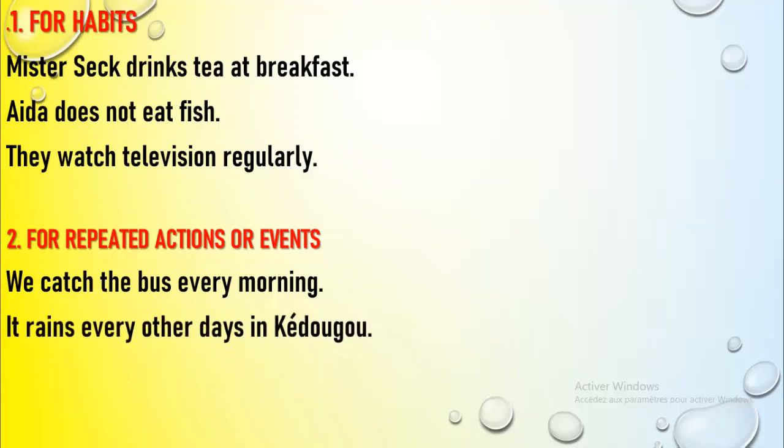This is repetition. We do it regularly. It rains every other day in Kedougou. So when you go to Kedougou in the rainy season, every other day, it rains. It is repeated. It's regular. It's habit. He calls his wife every night. Very normal. Every night he calls his wife. It is a repeated action every night.